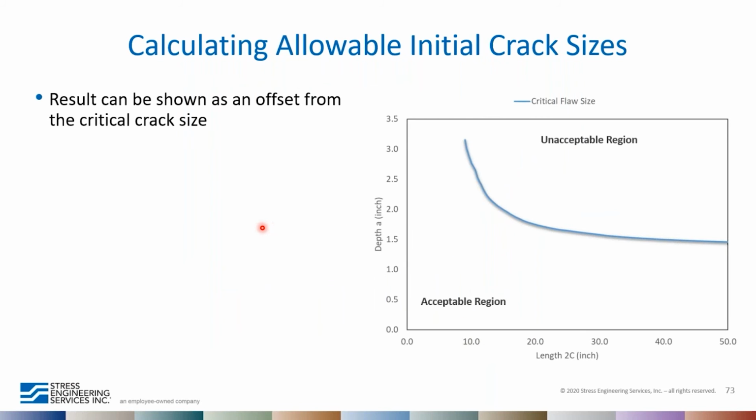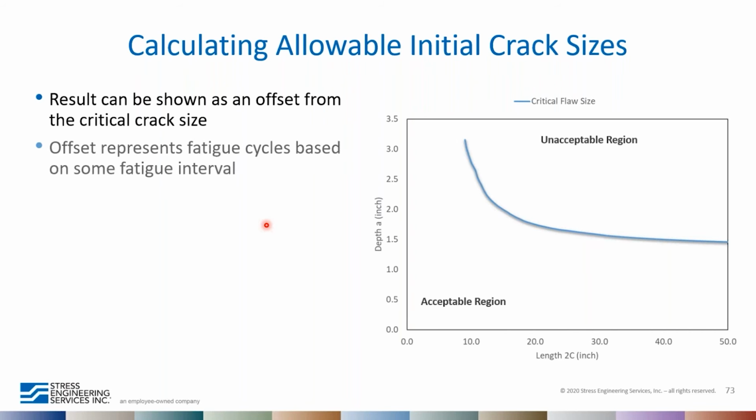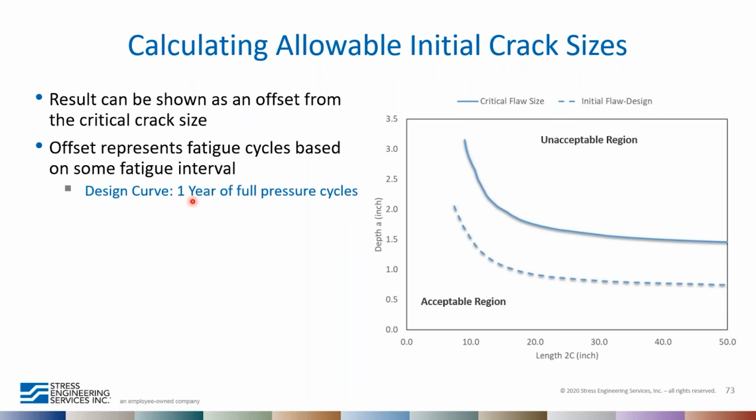Another way to present results is to perform an offset from the critical flaw size curve. And this offset represents fatigue cycles based on some interval. So in this case, we consider a full year of cycling, and as a result of the crack growth assessment for multiple aspect ratios of cracks, we can produce this offset. And what that tells us is that this is the allowable flaw size today that will go critical after a year of full reversal cycles. And again, this is the design curve.